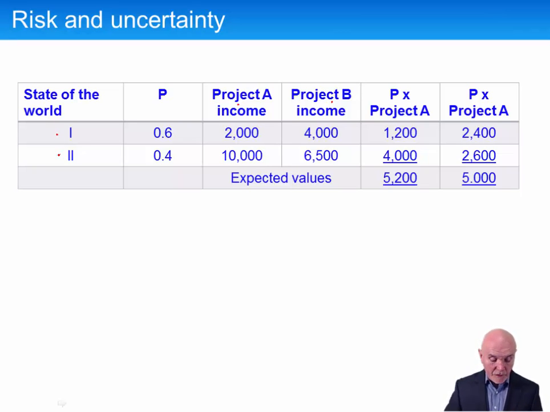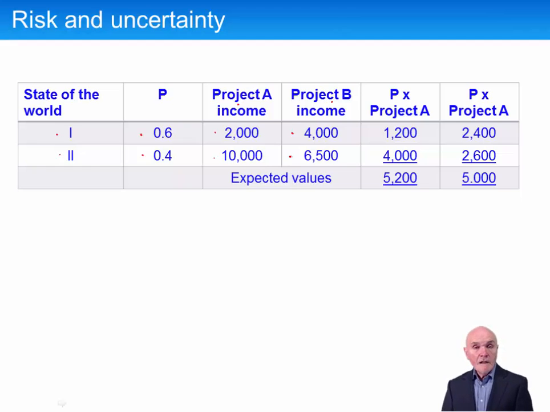We've got two states of the world. Maybe state of the world 1 is where the economy is poor, state of the world 2 is where the economy is good. Or state of the world 1 is where there's a lot of unrest around the world. State of the world 2 is where there's more kind of peace and prosperity and so on. And someone has assigned probabilities to these different outcomes of 0.6 and 0.4. So Project A will give us 2,000 or 10,000. Project B will give us 4,000 or 6,500.